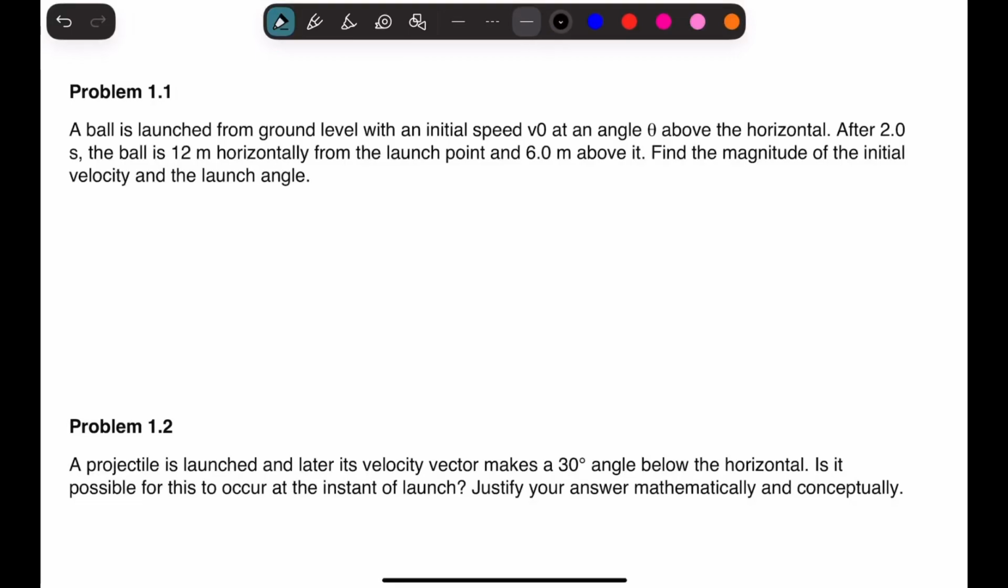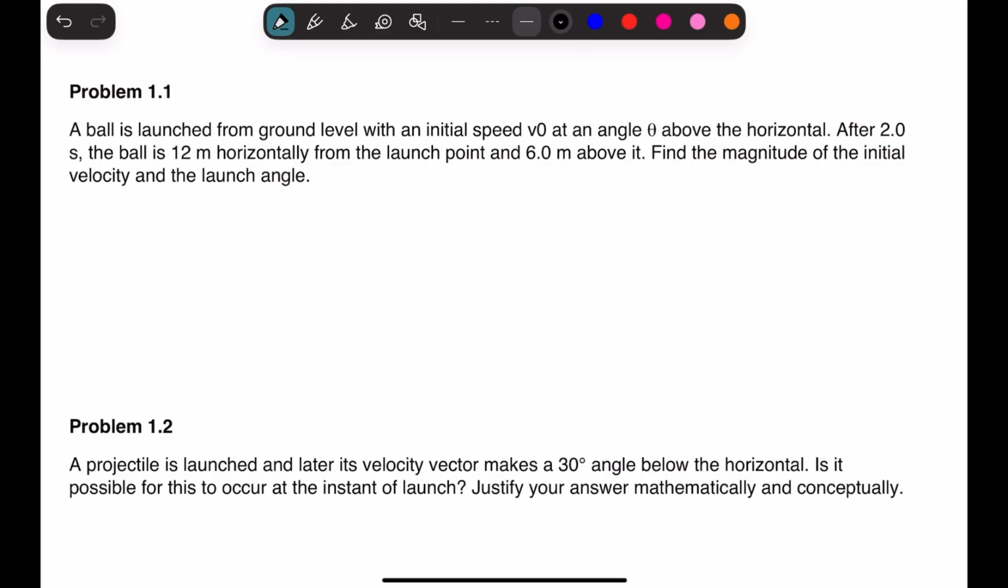In this video, we're going to be solving some kinematic projectile motion problems, starting off with 1.1. A ball is launched from ground level with an initial speed of v initial at an angle theta above the horizontal. After 2.0 seconds, the ball is 12 meters horizontally from the launch point and 6 meters above it. Find the magnitude of the initial velocity and the launch angle.